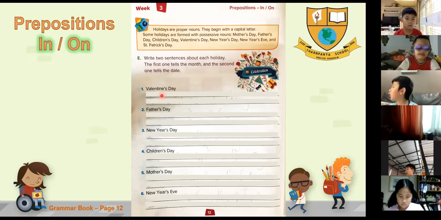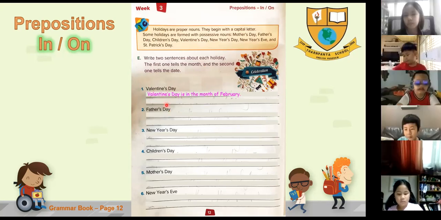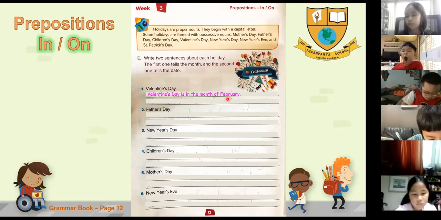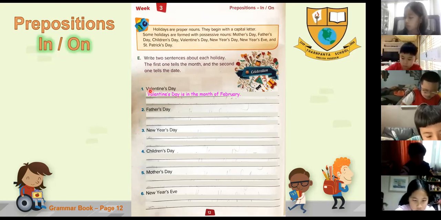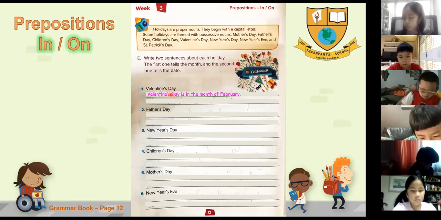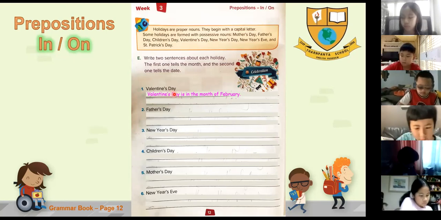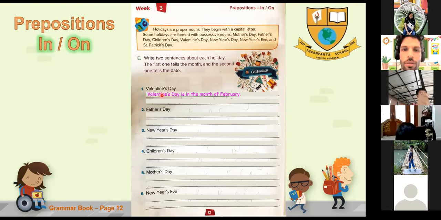Let's see one example together so it's clear because we have to do many things in just one sentence. So let's take a look at the first example together. Valentine's Day is in the month of February. So as you can see, we have the name of the holiday that is formed with the possessive noun, Valentine's Day. As you can see, it starts with a capital letter. That's the first rule. The name of the holiday is a proper noun and begins with a capital letter. In this case, the noun is also a possessive noun, Valentine's Day. And then we also have the preposition in to tell the month. Valentine's Day is in the month of February. As you know, February is also a proper noun and we use a capital letter at the beginning.